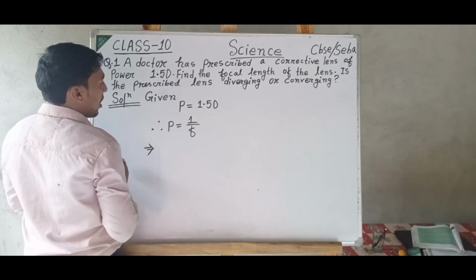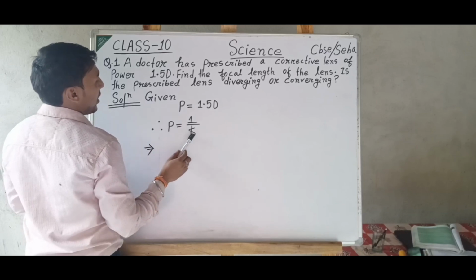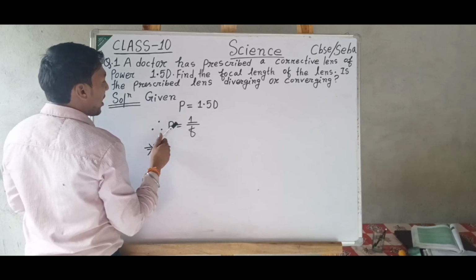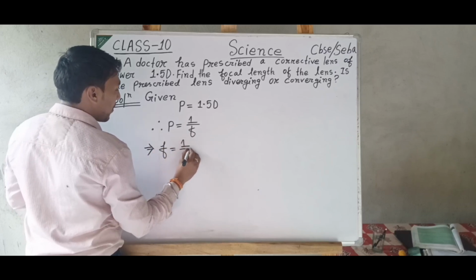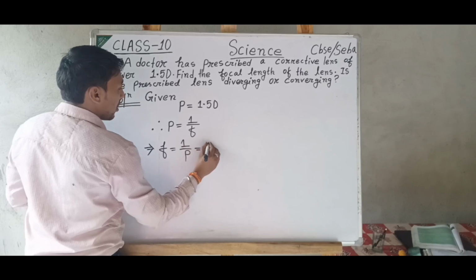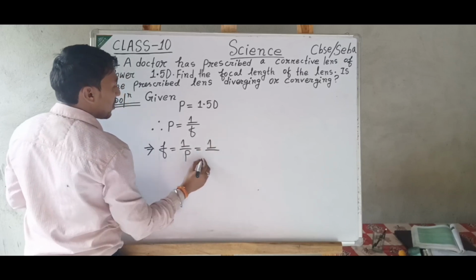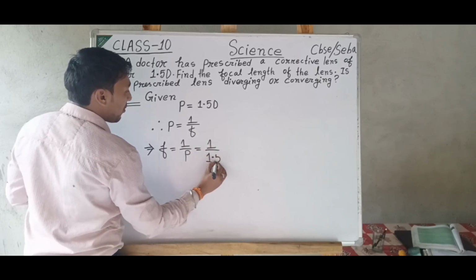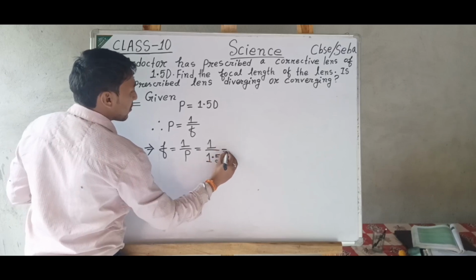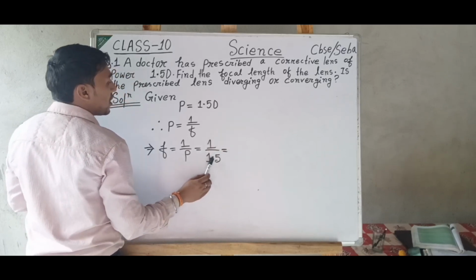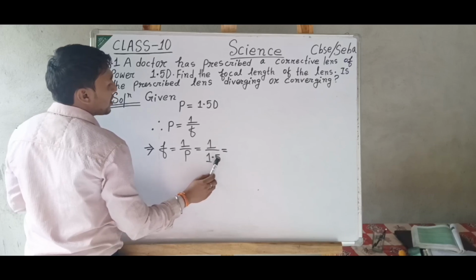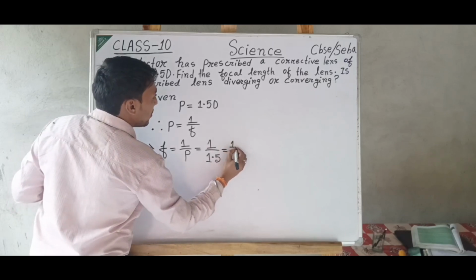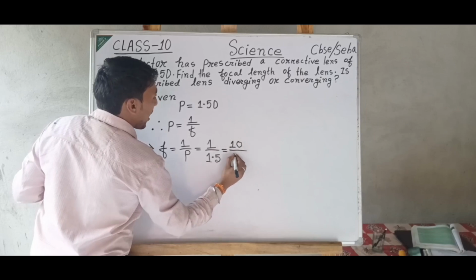According to this question, we have to find the focal length, so if I arrange this formula for focal length, then F equal to 1 by P. Now you place the value of P, which is 1.5. If you want to remove this decimal point, then you check here. After the decimal point you have one digit, so add 10 in the numerator part and write this value without a decimal.